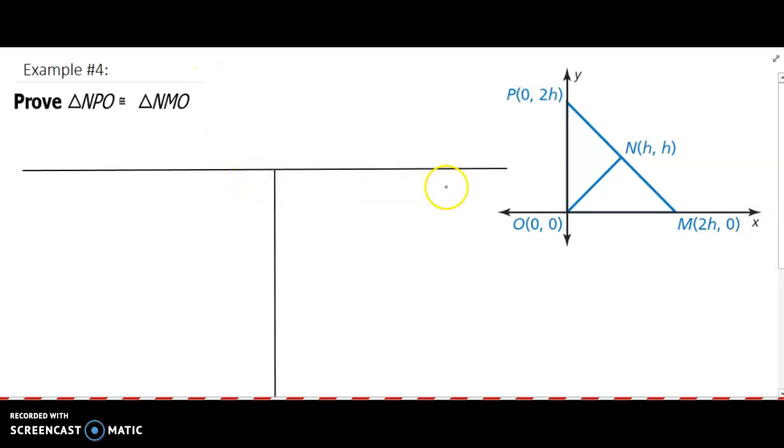Alright, let's do this last example here. We want to show that this triangle here is congruent to this triangle here. Alright, well, the first thing we notice, the easy thing, is that they share this side. So I can just say ON is congruent to itself by the reflexive property.